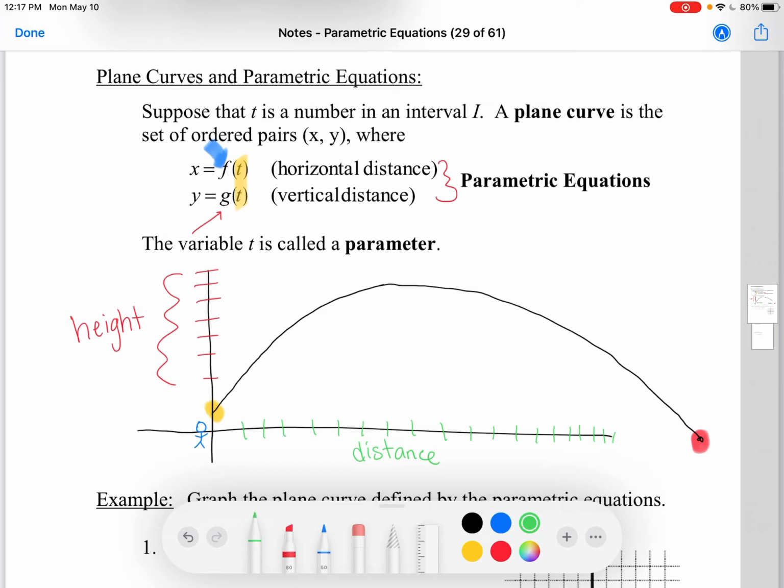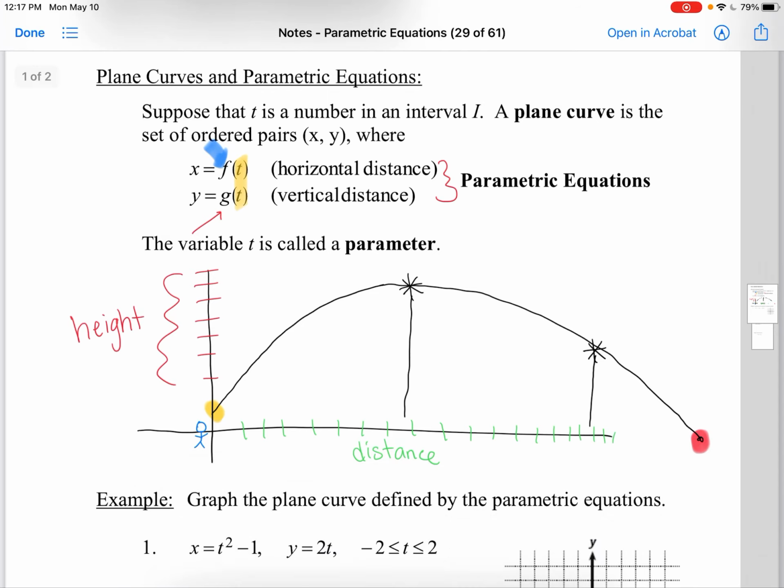Now again, remember when it comes to parametric equations, it's in reference to the variable t. So at a given time, what was my height at this point? At a given time, what was my distance at this point? They're answering two separate questions, but they both refer to the time. That is what a parametric equation is.